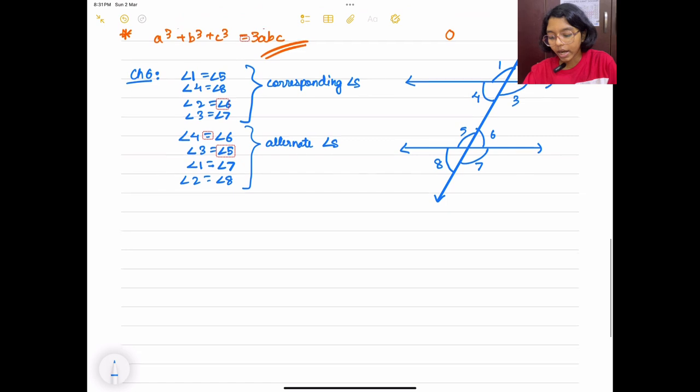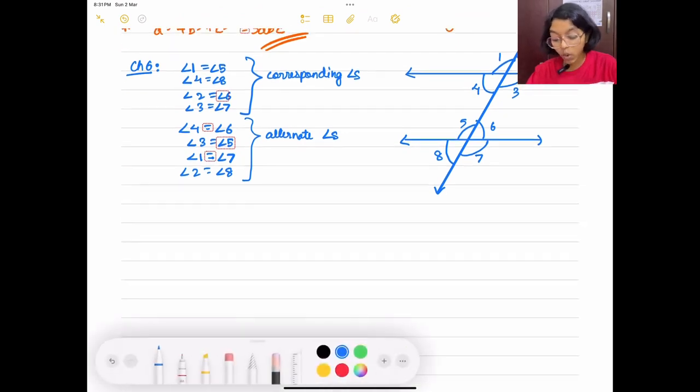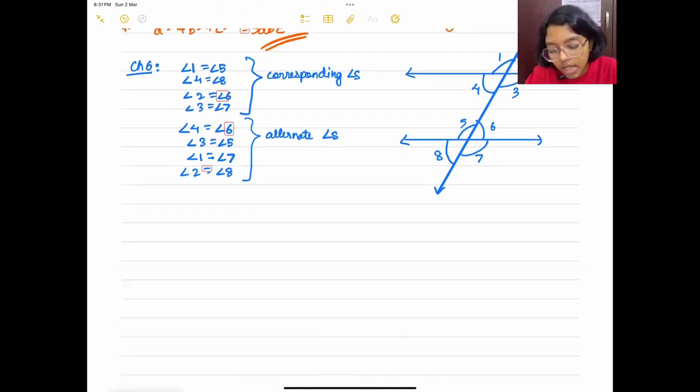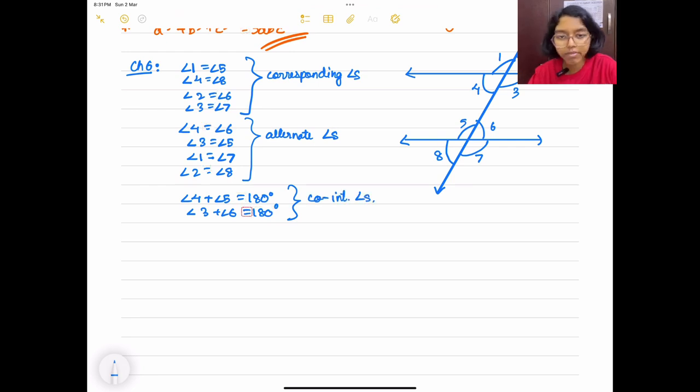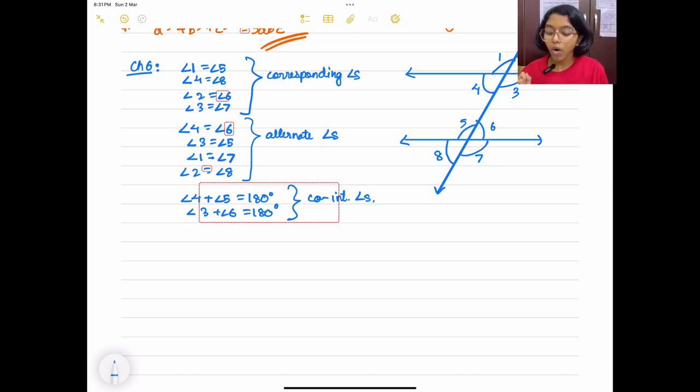Okay, now after this we have co-interior angles. Co-interior angles, we have angle 4 plus angle 5 should be equal to 180 degrees. That's supplementary. Then we have angle 3 plus angle 6 is equal to 180 degrees. Sorry, angle 6. Okay, it's correct. So these are co-interior angles. Okay, these things you have to keep in mind. They're very important.